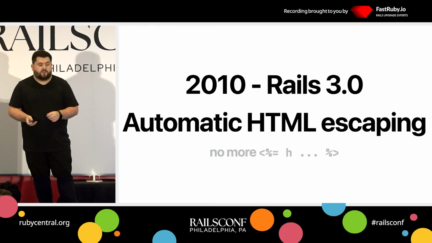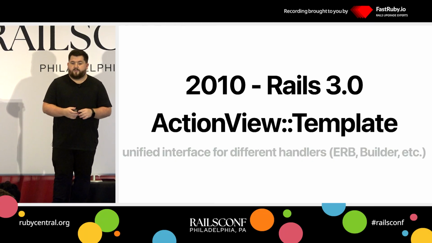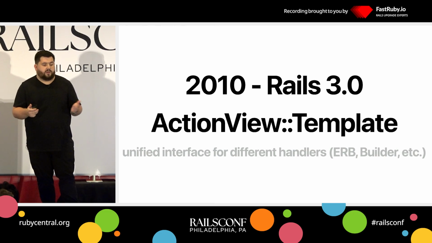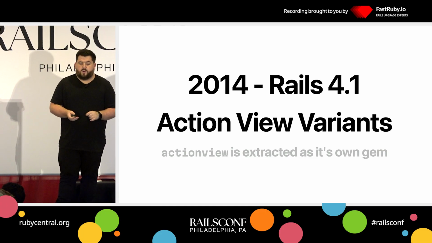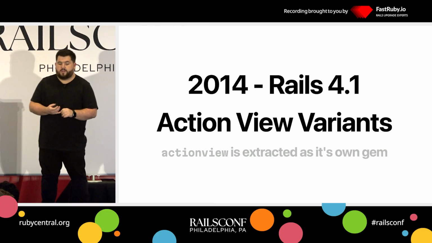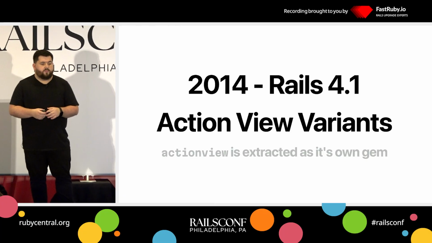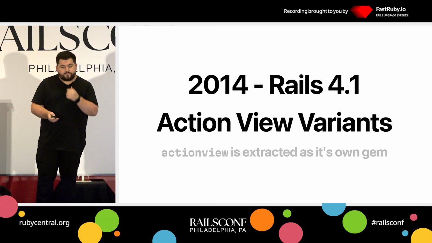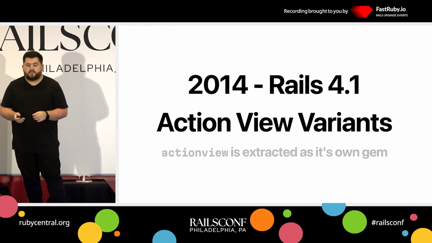We also got Action View templates from the Merb merge, which provide a unified interface for different file handlers. You could kind of think of this as for ERB, for Builder, for Slim, for Haml, all of those, kind of one interface to handle them all. With Rails 4.1, we got Action View variants, which allows us to specify different variants for the same view, like the mobile one, or a web one, or a printer one, or whatever you might fancy. And we also got Action View extracted as its own gem for the first time in this release.